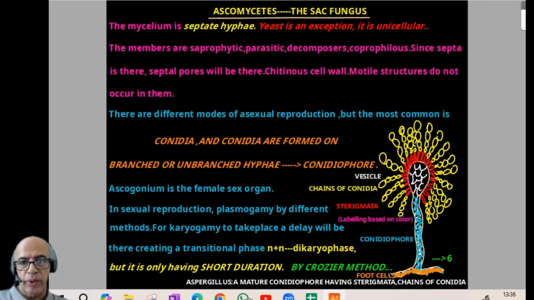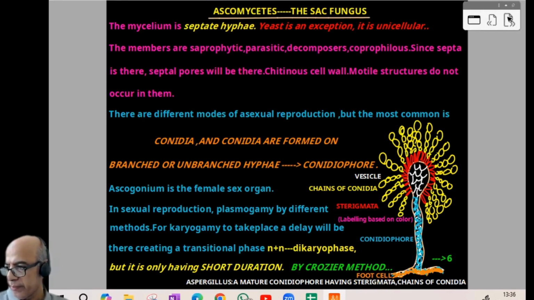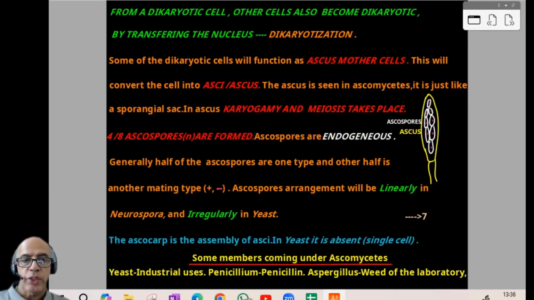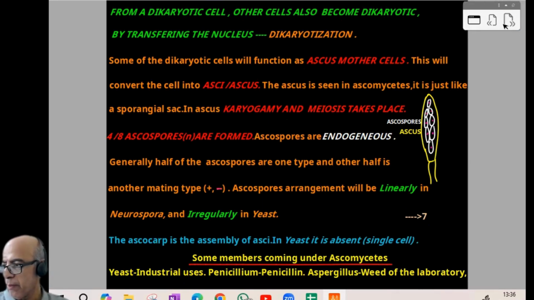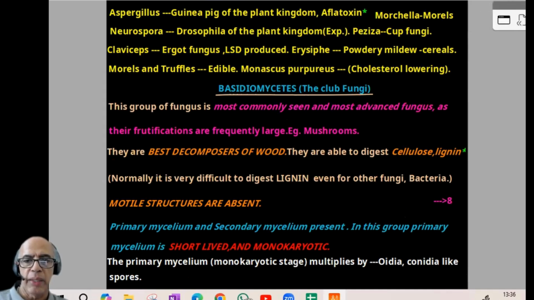Then some cells are converted into ascus mother cells, and asci are formed. Karyogamy and meiosis take place in the ascus. Four to eight ascospores form endogenously, and generally half of the ascospores are of one type and the other half of another type, plus and minus. Ascospores are linear in Neurospora and irregular in yeast. In yeast, the ascocarp is absent. Some members come under Ascomycetes. Then Basidiomycetes, club fungi, most commonly seen and most advanced.